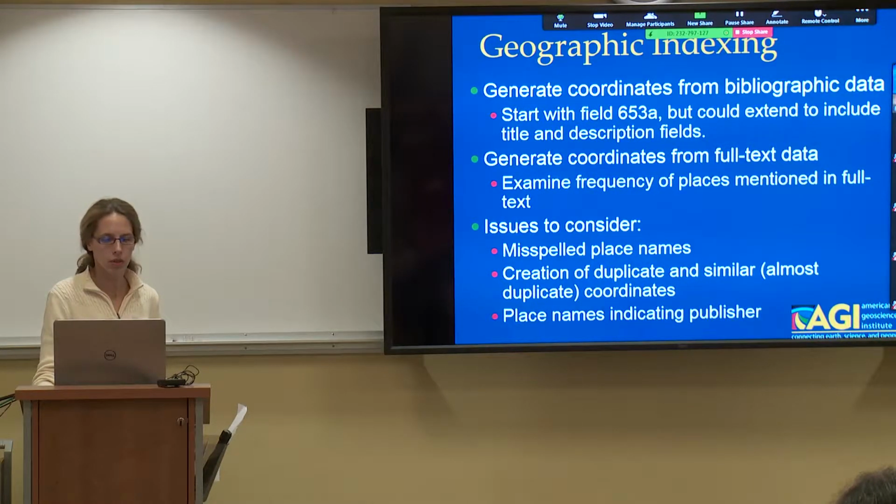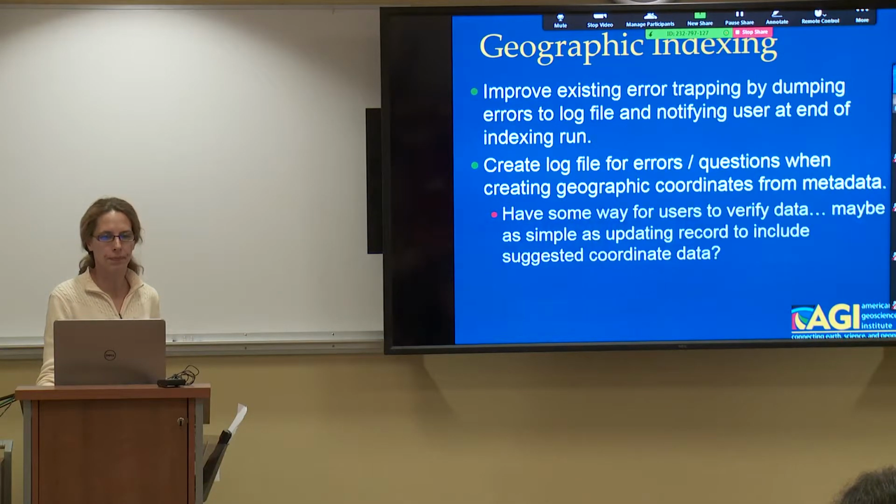So I've got some ideas floating around there, and definitely some issues to consider, like misspelled place names. How do you resolve that? How do you resolve creation of duplicate and similar coordinates? So if I have one that's off by 2 degrees, I don't really want those sitting around. And then also place names that indicate the publisher of the publication, so you probably want to exclude those, but also find a way to override that.